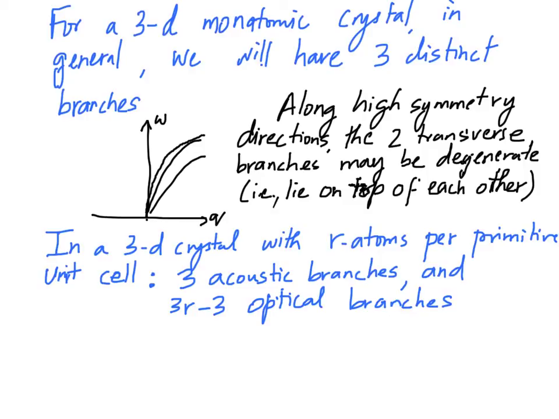For each branch, of course, note that you will have N modes, N possible q points if there are N unit cells. If there are N primitive cells, then each branch will contain a total of N allowed q values.